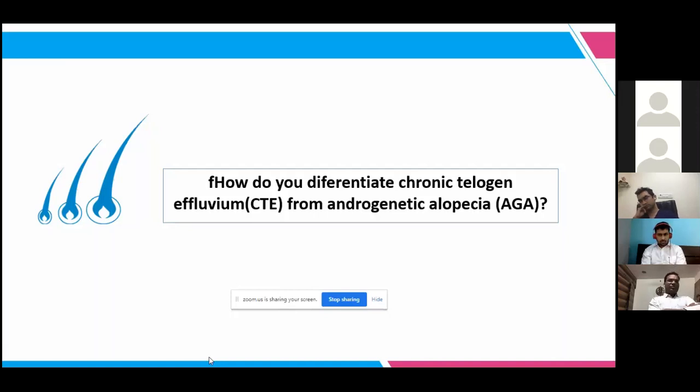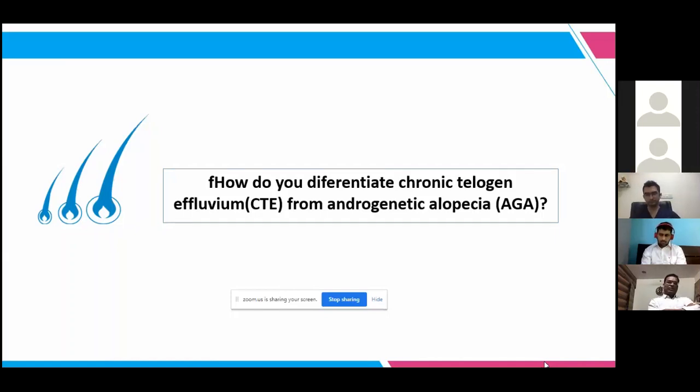If you do the trichoscopy in androgenic alopecia, there is more than 20% variation in the thickness of the hair. If you notice that on trichoscopy, it goes in favor of androgenic alopecia. Also the anagen and telogen ratio: the telogen ratio will be more in telogen effluvium, and in androgenic alopecia, vellus hair will be more.